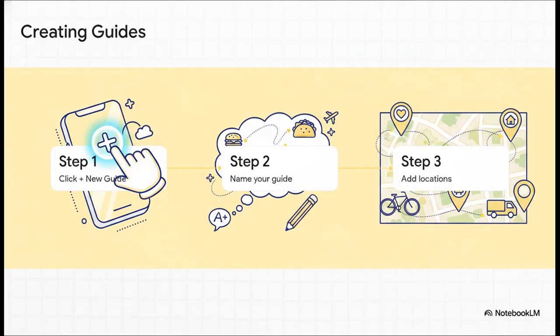Now, if you want to get into some serious advanced trip planning, you've got to build a custom guide. Just hit plus new guide, give it a catchy name, and start populating it with locations. This is a total game changer for organizing a local food tour, planning a multi-city vacation, or even mapping out your daily delivery routes if you travel for work. It bundles all those related places together beautifully.